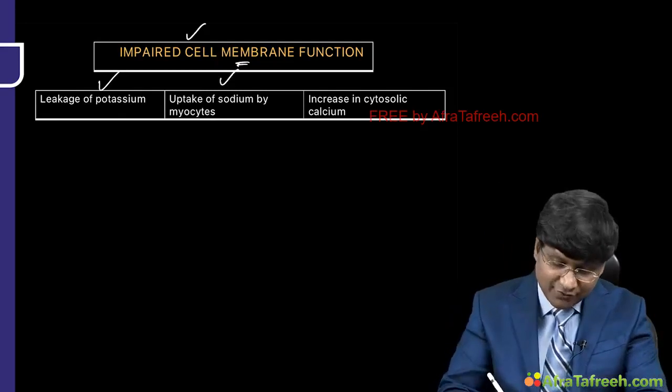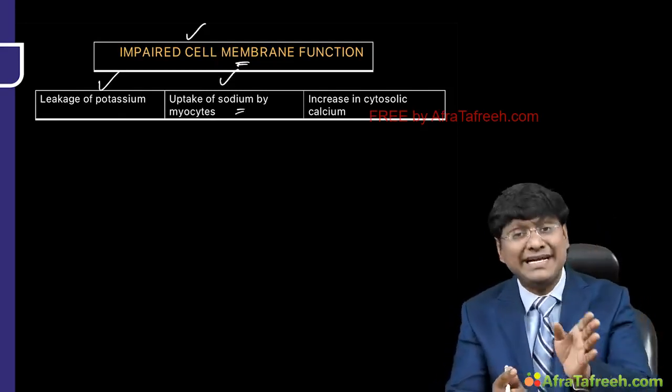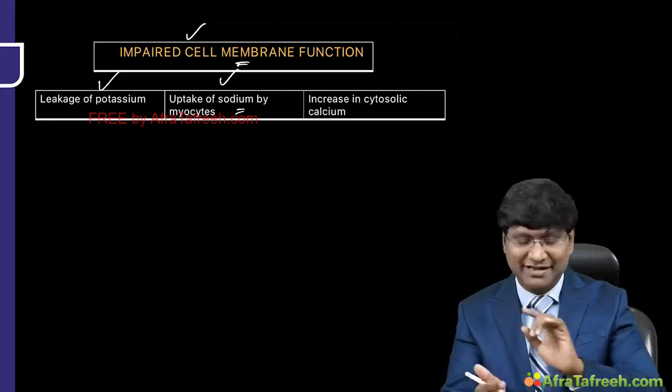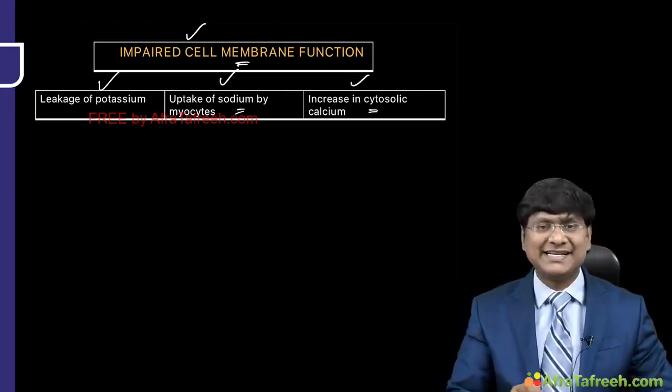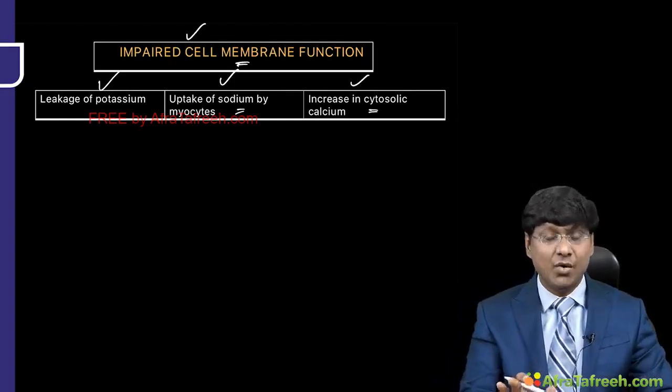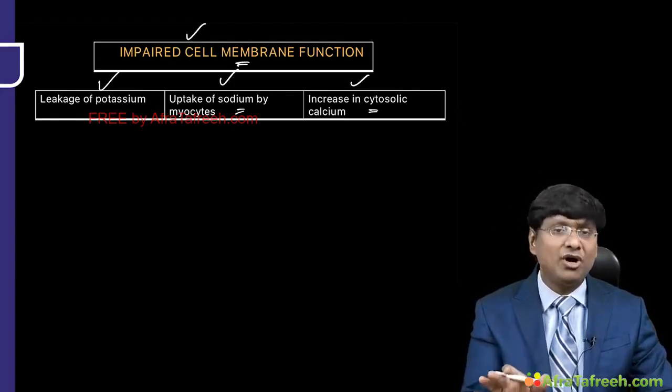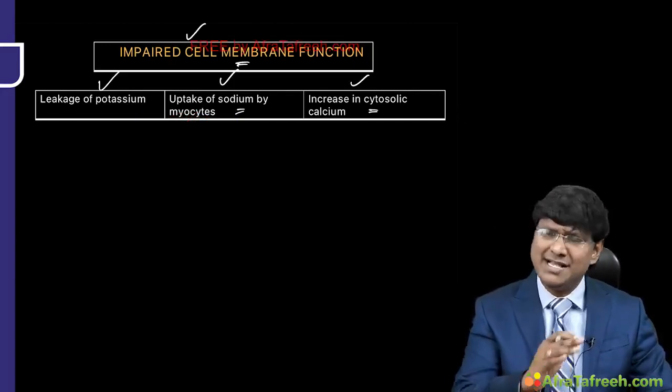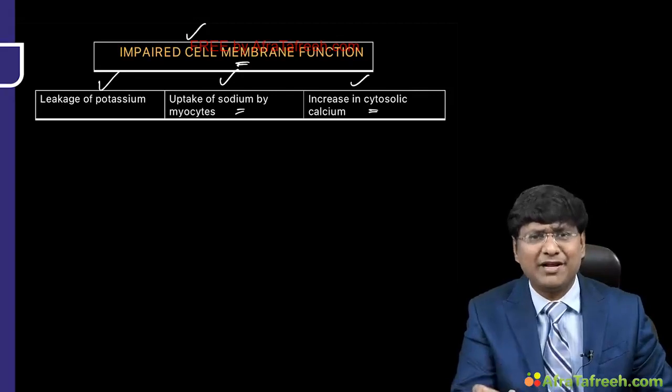And there will be uptake of sodium by the myocytes, causing depolarization. And there will also be an increase in the cytosolic calcium. So basically, what is the abnormality within the cell caused by the ischemia? Either there can be impairment of repolarization or of depolarization.